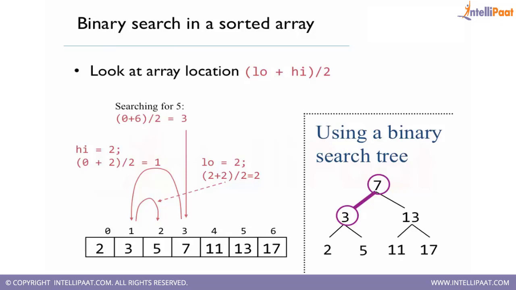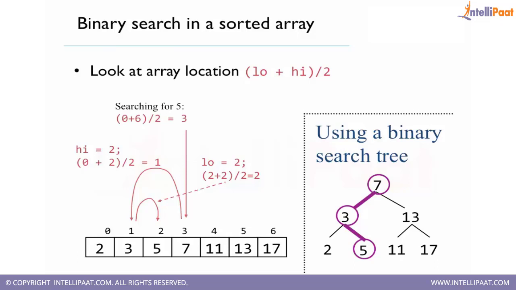What if we compare 5 and 3? 5 is greater than 3. That means we need to go right, because every element on the left of the tree will be less than the root element, so there is no way we can find it on the left side. We have to go to the right side. Going right, we find 5. So how many iterations do we need? We need 3 iterations.